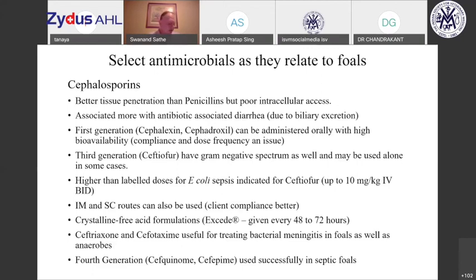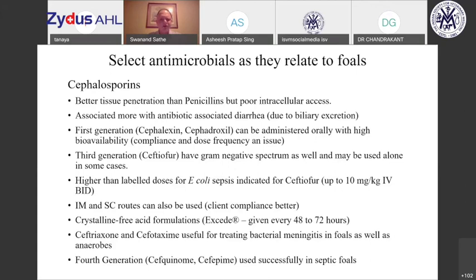Third-generation cephalosporins like cefotaxime and so on can be used for treating bacterial meningitis since they penetrate the blood-brain barrier very well in foals, as well as they're effective against anaerobes.